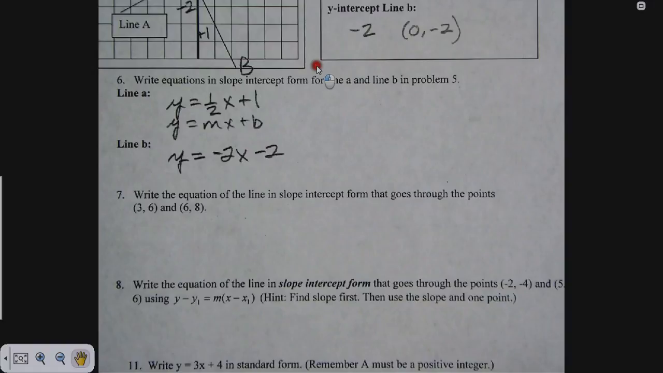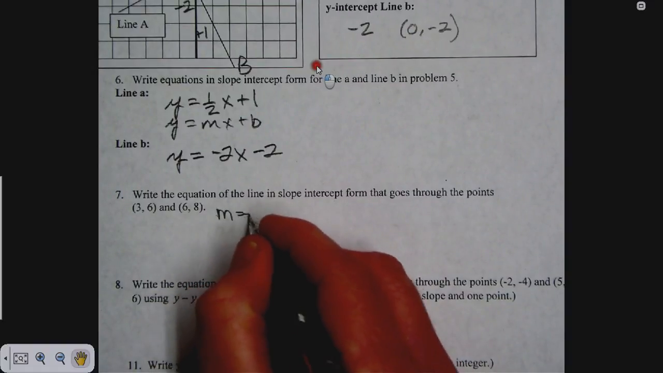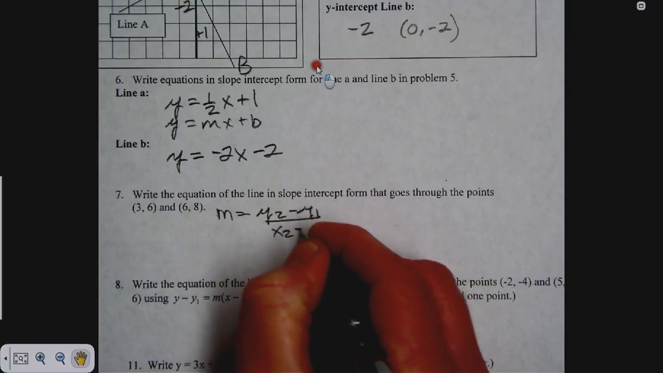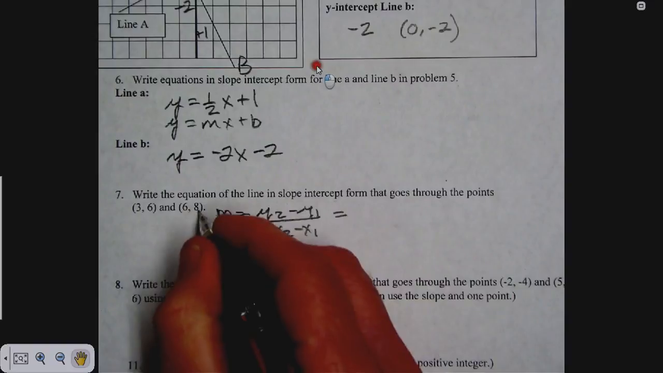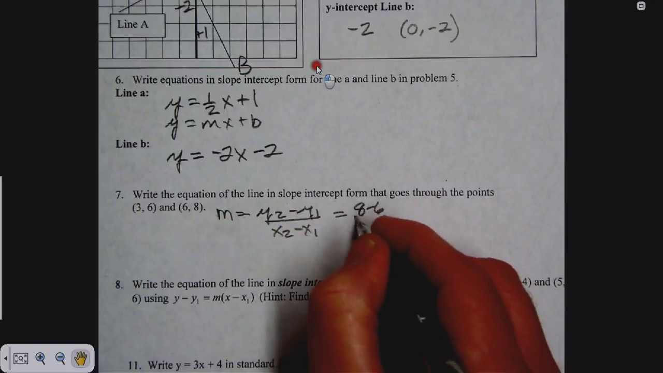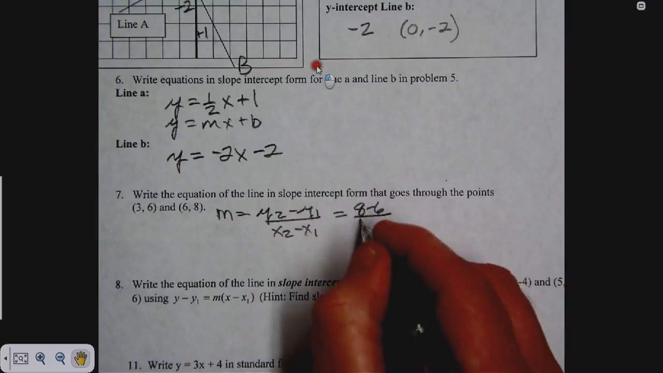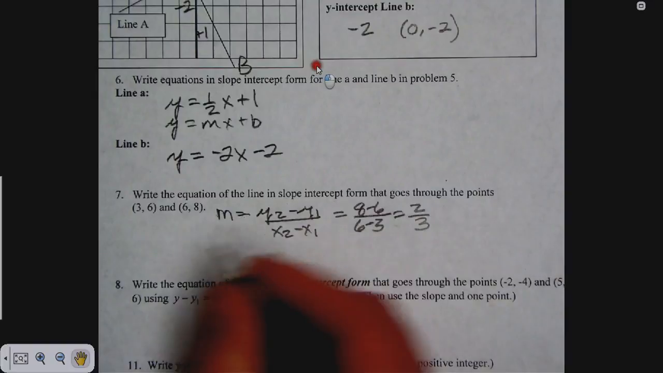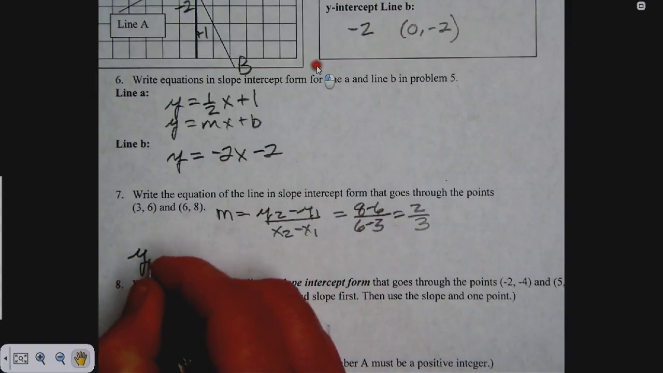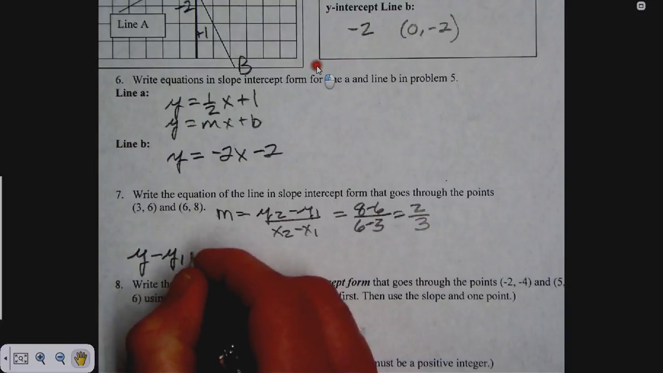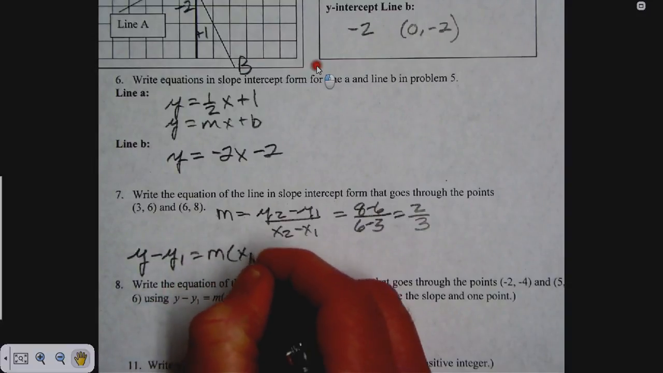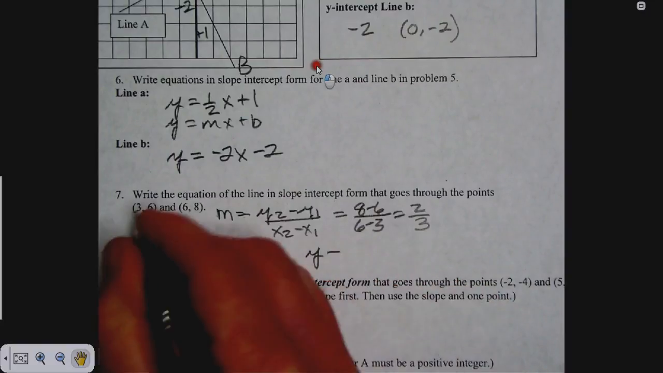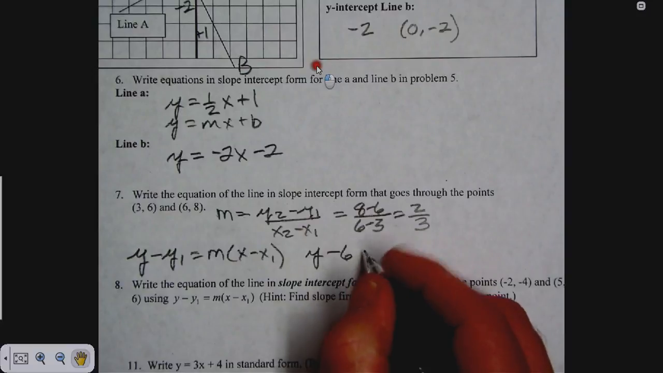I know that's a mouthful, but we're going to find the slope as m equals y2 minus y1 over x2 minus x1, which I'm going to go 8 minus 6 over 6 minus 3. I get 2/3. Then I'm going to go in point-slope form. y minus y1 equals m times x minus x1. I'm going to use either of these points. I think I'll use the smaller values here.